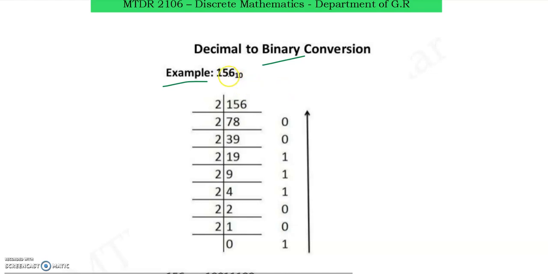Okay. Now see, write 156. You divide this 156 by 2. So the quotient is 78. What is the remainder? That is 0. Next, you divide 78 by 2. The quotient is 39. The remainder is 0. Similarly, you do that.